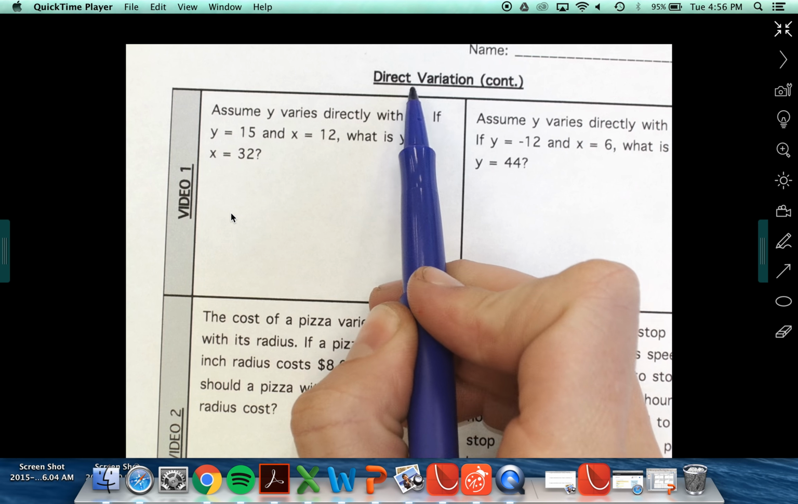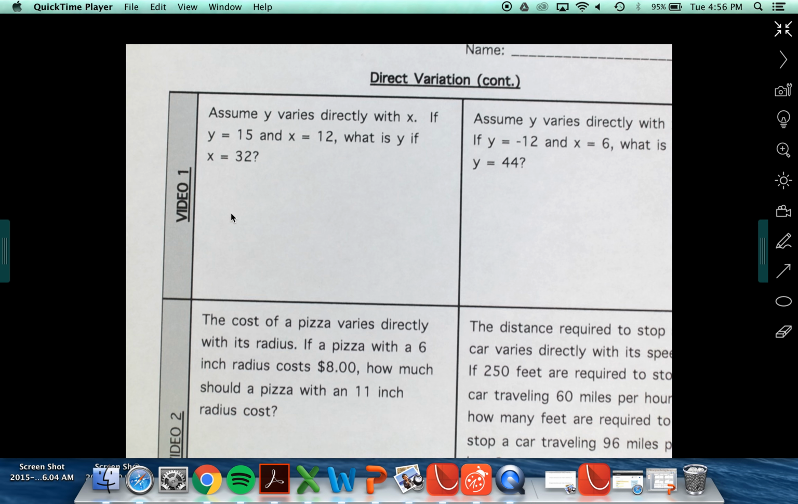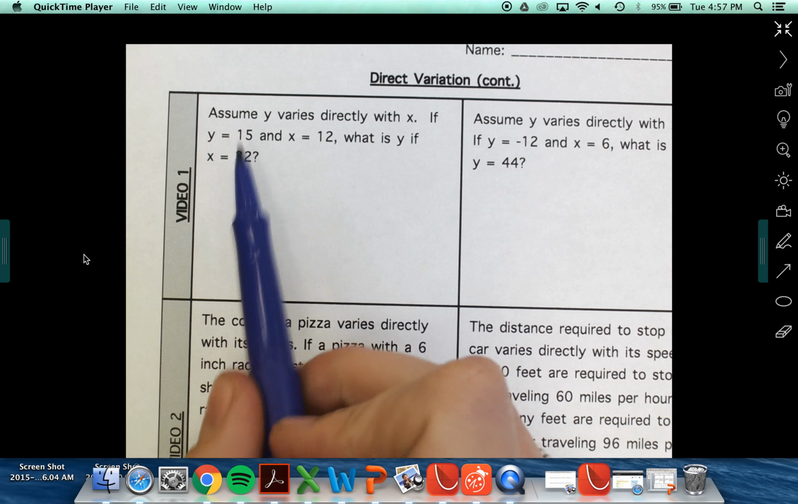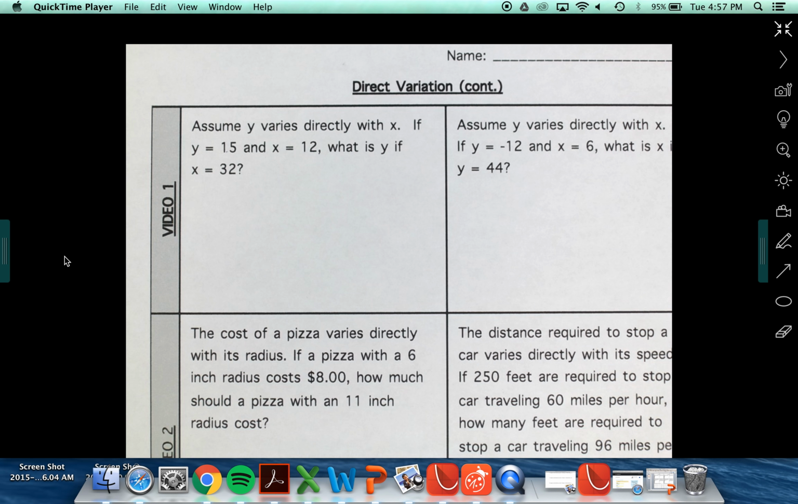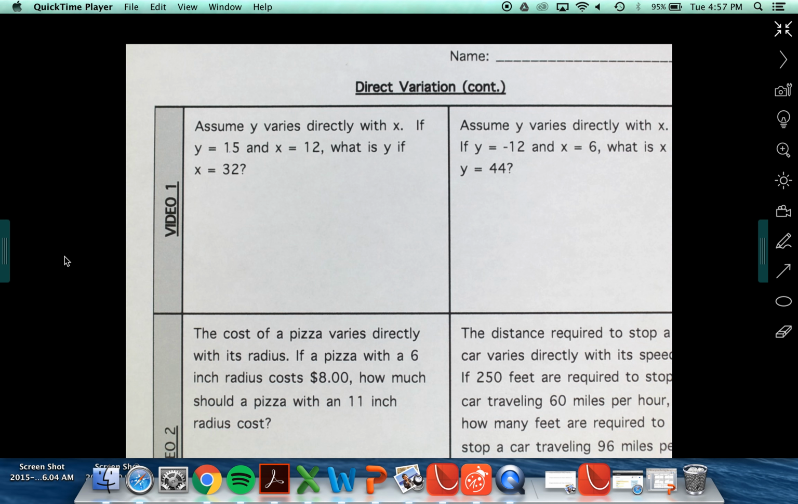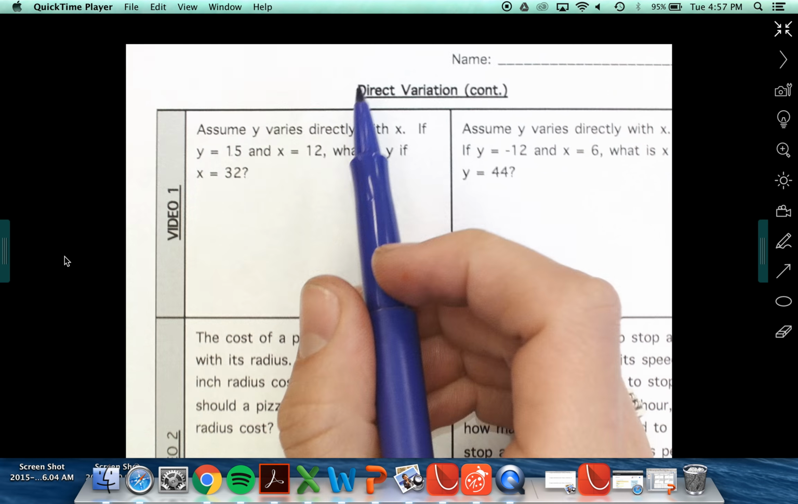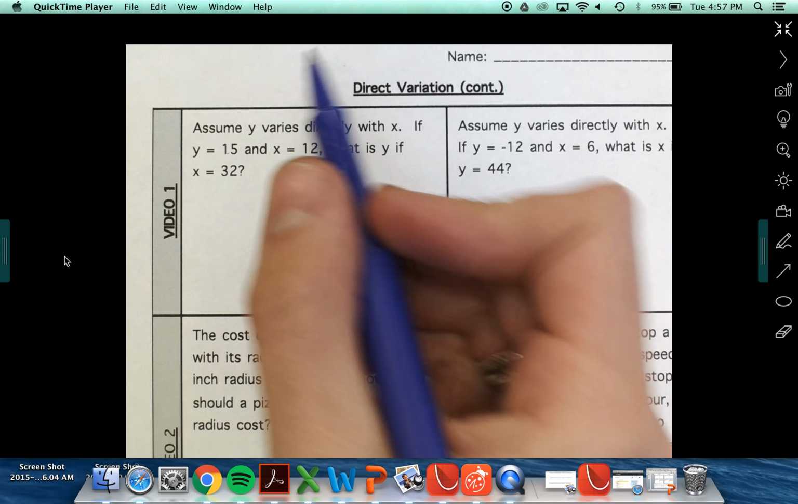So we're still talking about direct variation, but this is a second type of problem that you might see. Notice we've got three different numbers happening. So we're looking at this first example in video 1. Still working with direct variation, so very similar process to start with.